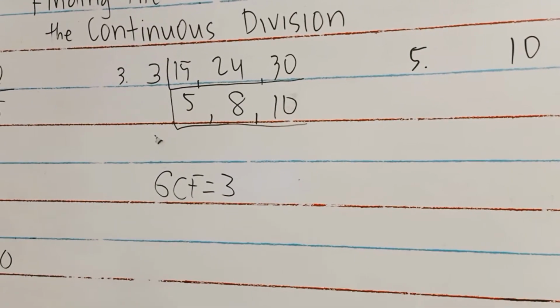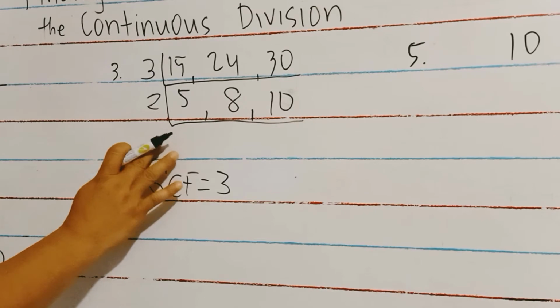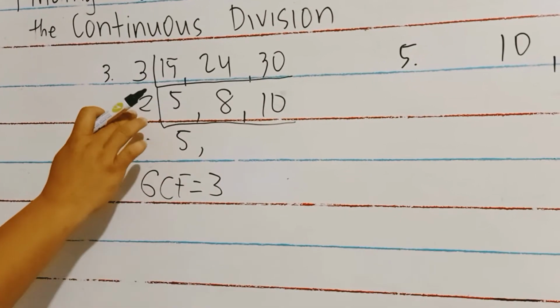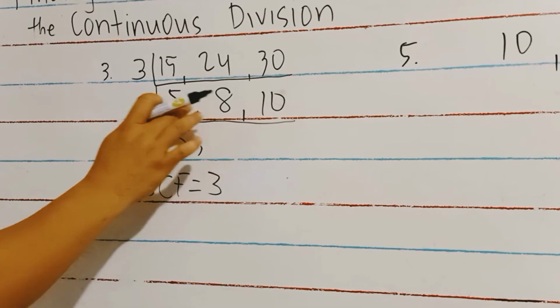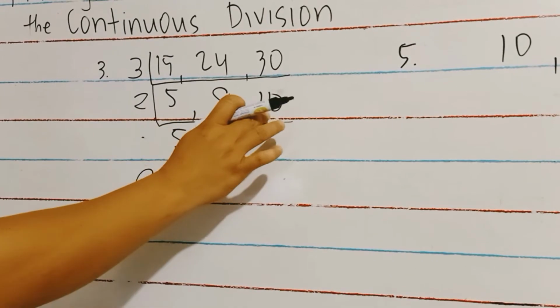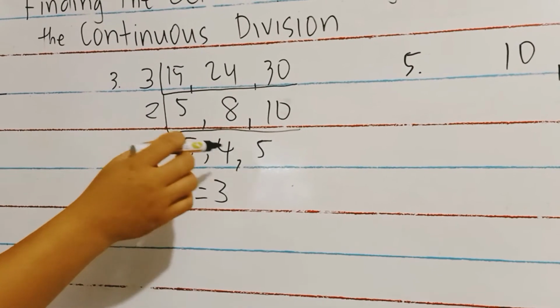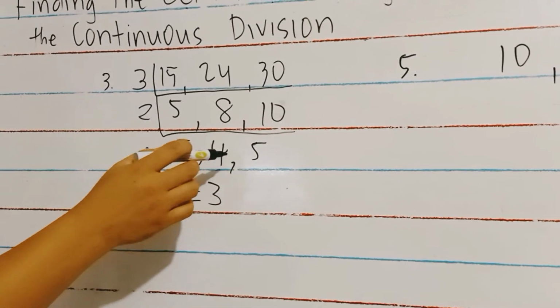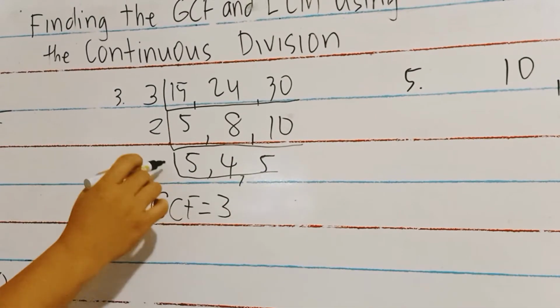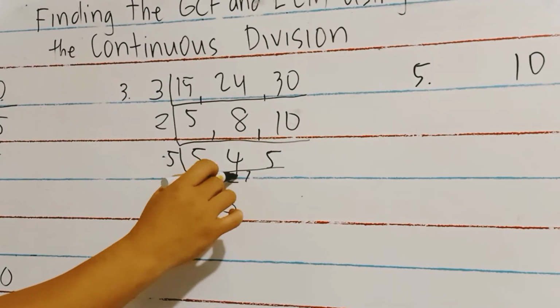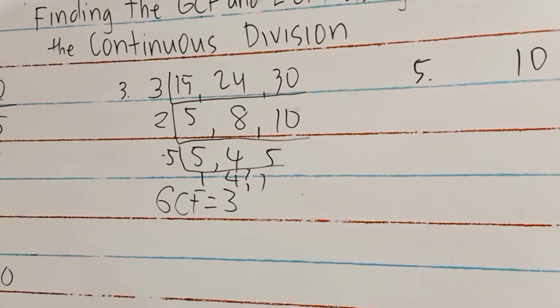Now, to find the LCM, i-continue natin ang continuous division natin kasi meron pang common factor ang 8 and 10, which is 2. So, we will just copy 5 dahil wala siyang common sa 2. Didivide natin yung 8 sa 2, which is 4. 10 divided by 2 is 5. Okay? Since merong common yung 5 and 5, pwede pa rin natin ulit i-divide by 5. So, 1, 4, 1.